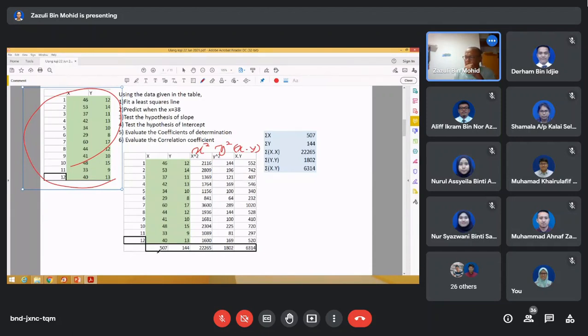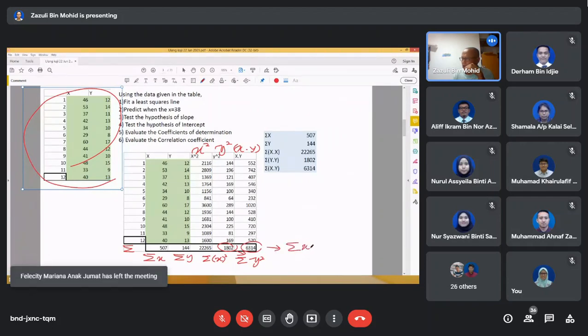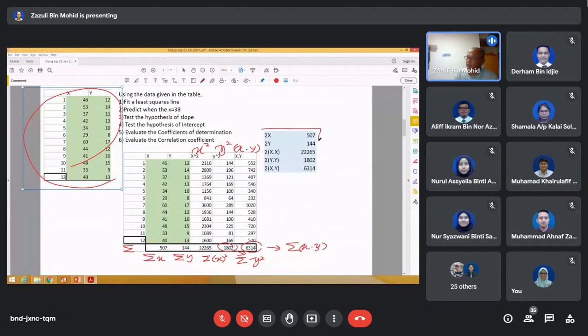and then from here you are going to have the accumulations. This is the accumulation of x, accumulation of y, accumulation of x square, accumulation of y square, and then finally you have the accumulation of x times y. So this is all of the data you have to provide. From here, you need to arrange all of these values again.